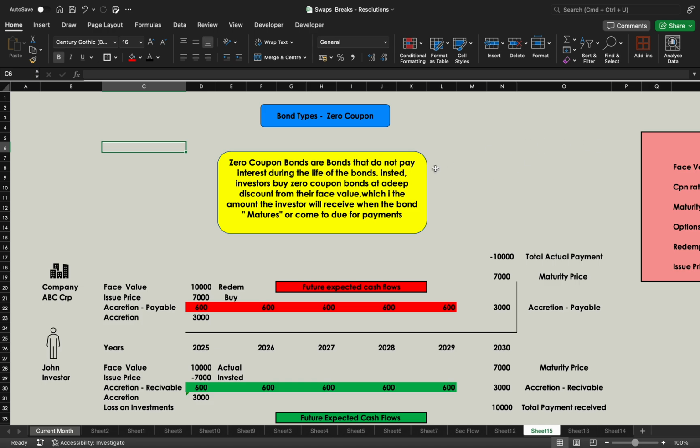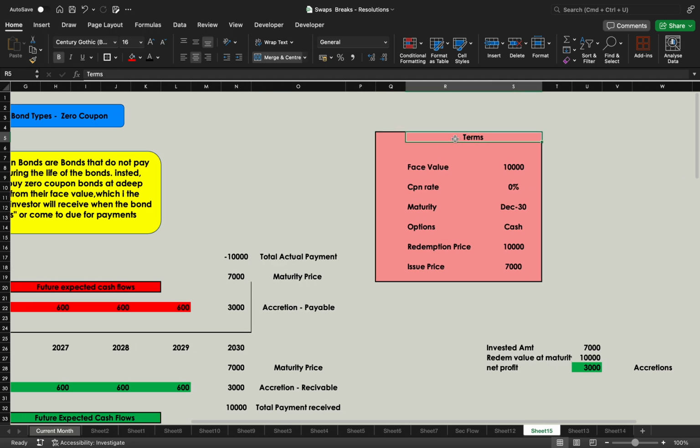If we talk about the definition, zero coupon bonds are bonds that do not pay interest during the life of the bond. Instead, investors buy zero coupon bonds at a deep discount from their face value, which is the amount the investors will receive when the bond matures or comes due for payment. A bond is a legal agreement between a company and a bondholder. Let's see what the terms look like in the agreement.